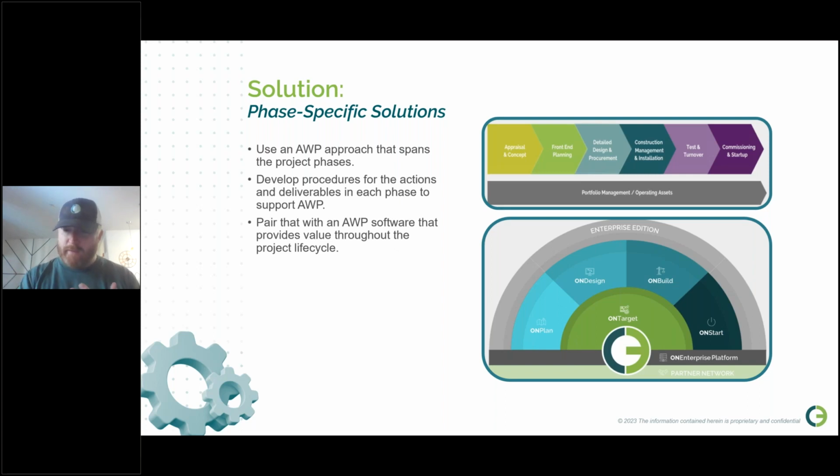So on plan is during the early FEL stages. On design is what's used during detailed design. On build is, as you can well imagine, the construction phase. And on start is testing and turnover.